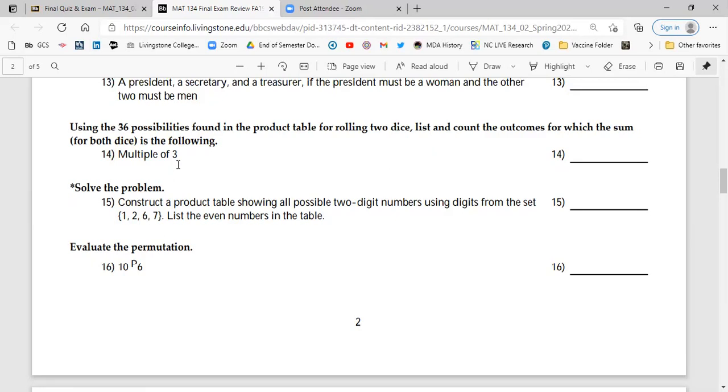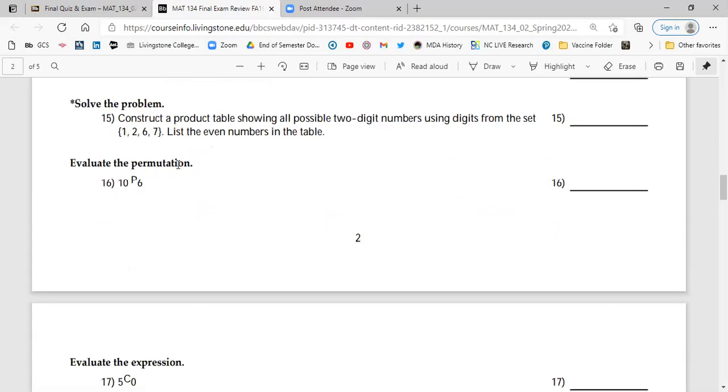So, all right. So construct a product table showing all possible 2-digit numbers using the digits 1, 2, 6, 7. Any questions with the product table?